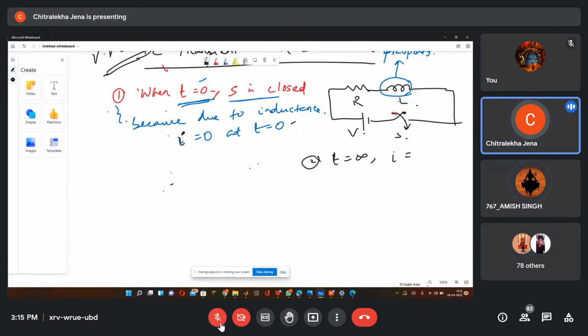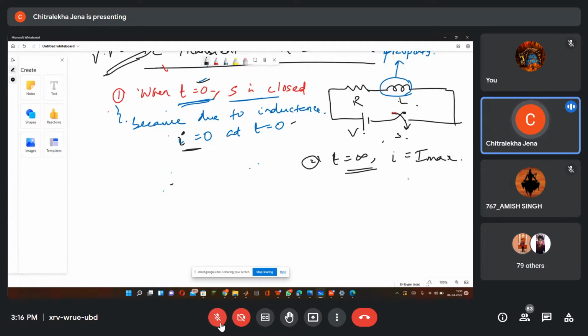Obviously, the current will be rising. Yes or no? The current will be rising from t equal to 0 when I have closed the switch. The instant I am closing the switch, the current is equal to 0. But gradually, when you have connected the switch, the current will increase, right? At t equal to infinite, the current will become maximum. Understood, all of you?